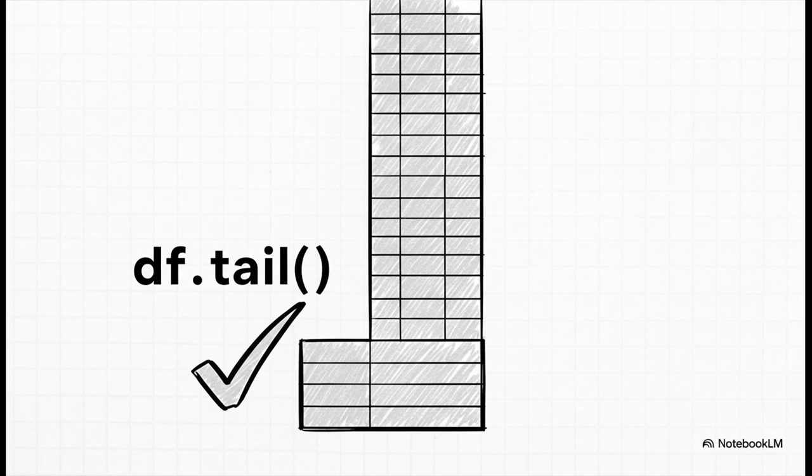And, you guessed it, .tail does the exact opposite. It shows you the very last few lines of your file. This is a super quick way to make sure everything loaded correctly, and that the end of the file looks just as good as the beginning.